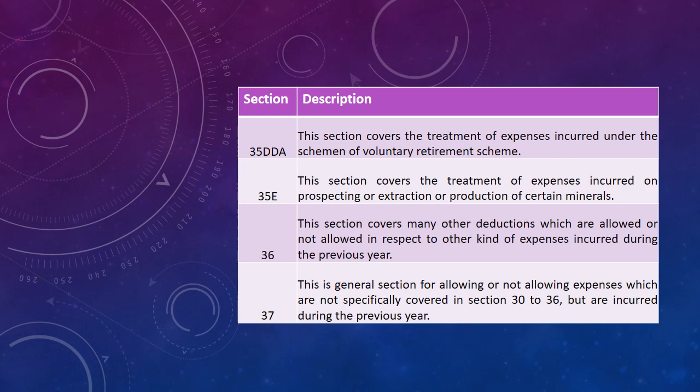Section 36. This section covers many other deductions which are allowed or not allowed in respect of other kinds of expenses incurred during the previous year. Section 37. This is a general section for allowing or not allowing expenses which are not specifically covered in sections 30 to 36 but are incurred during the previous year.